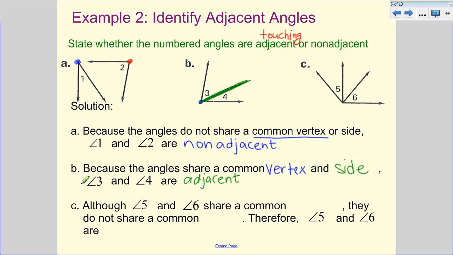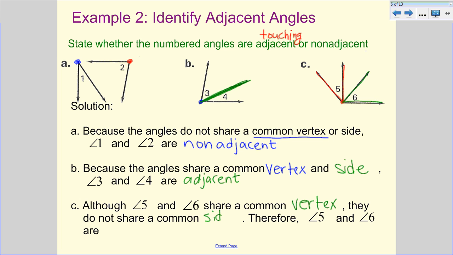the boundary line that separates the two angles is what makes them adjacent. And so if we look at C, it says although 5 and 6 share a common vertex. So we do have a common vertex. We have angle 5 coming to that, and we have angle 6 coming to that. Okay, so even though they have the common vertex, they do not share a common side.